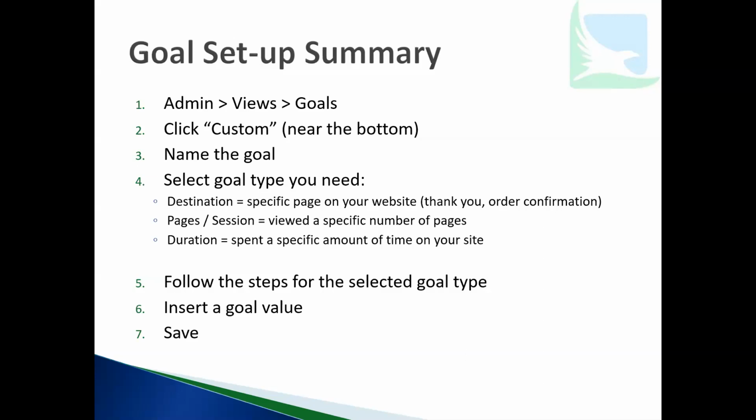The pages per session menu, your input there will be a number, 2 pages. Same with the duration goal. You can put it in hours, minutes, and seconds. So you'll put 2 minutes. And if you want to be unconventional, you can put 2 minutes and 2 seconds. So you just follow the step for each goal type. You insert a goal value, and I'm suggesting that you use $1 as your goal value, and then click save. You've just set up a goal. So I encourage you to go ahead and do that.